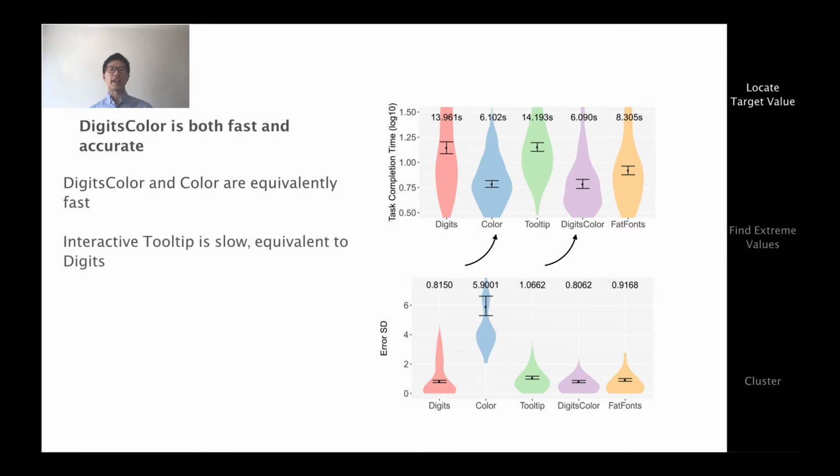So it's good news for integrating digits into the color visualization. Second, we find the interactive tooltip is slow and equivalent to digits, as we can see from here. What we observed is that for the interactive tooltip, participants spend a relative amount of time scanning the local area trying to locate the target value. And for digits, they spend another relative amount of time locating the region of interest. And lastly, we show that the error rate for color is pretty large, as you can see from here.